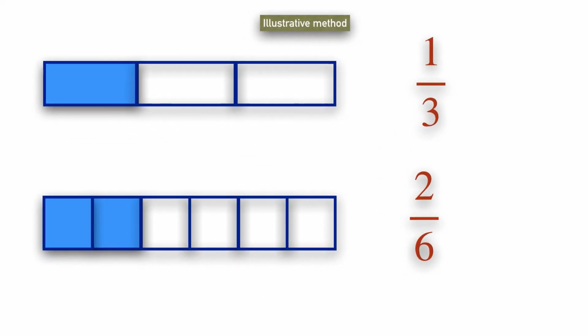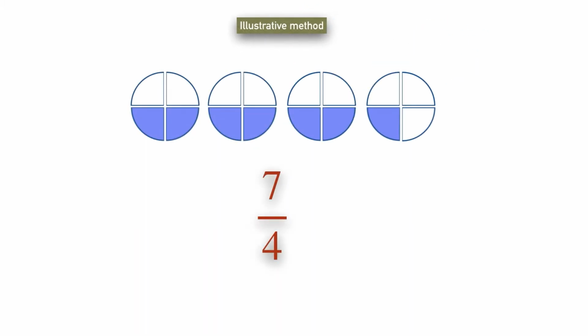Take a look at another example. 1/3 of this shaded rectangle is also equivalent to 2/6, as they also have the same portion covered of the whole part. And finally, there are 7 quarters in these circles.